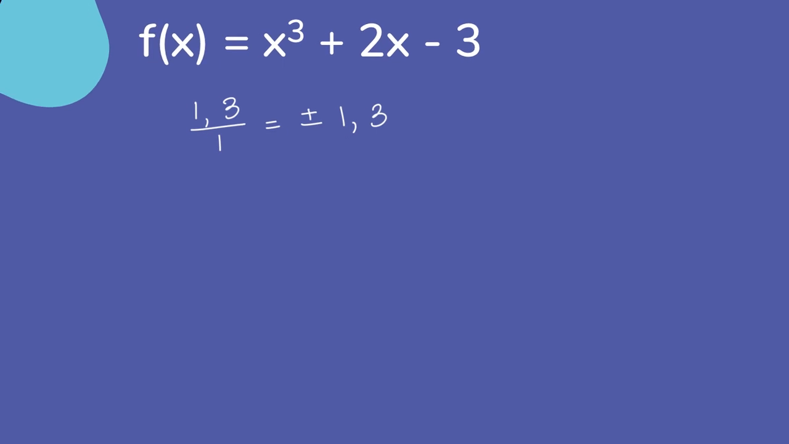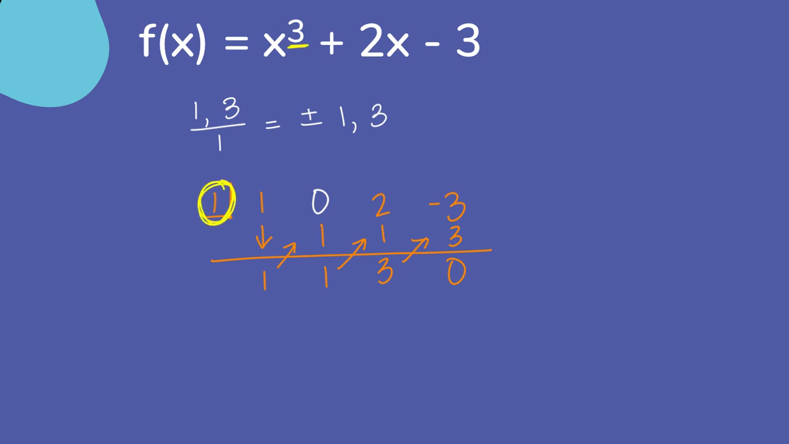Going ahead and using 1 first. I'm going to have 1. Don't forget that 0, because I don't have x squared, 2 and negative 3. Please do not forget those zeros. Bringing that 1 down. 1 times 1 is 1. 1 plus 0 is 1. 1 times 1 is 1. 2 plus 1 is 3. Okay, this gives me a remainder of 0. So is this one of my possible answers? Yes, it is. Okay, this is a possible answer, and I have 3, so I'm missing 2 more.